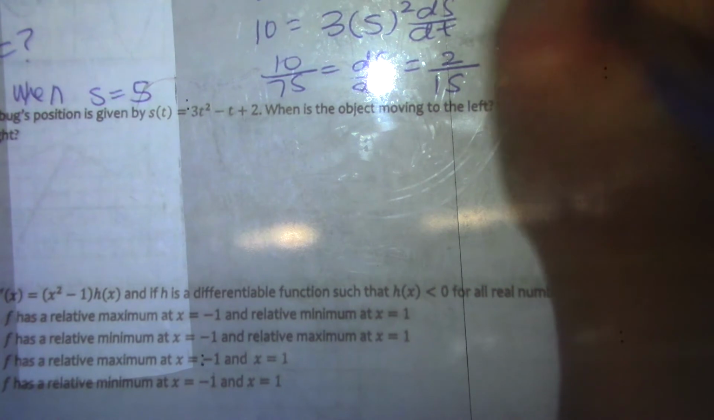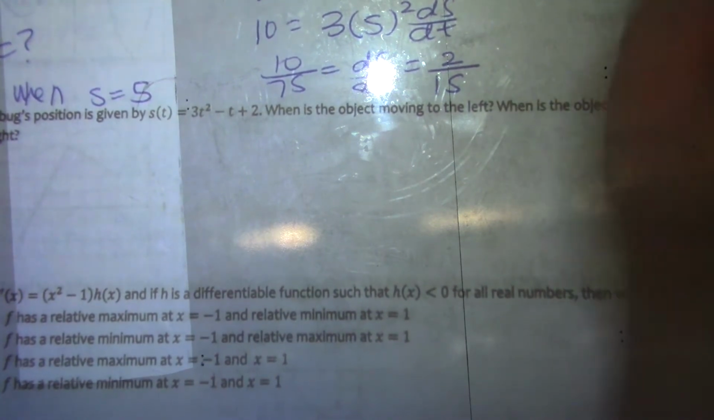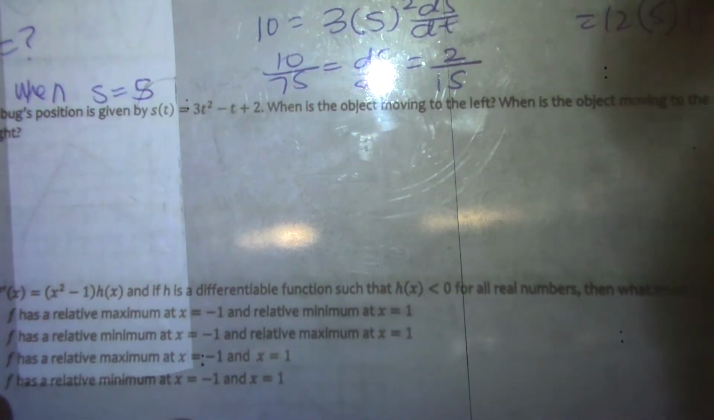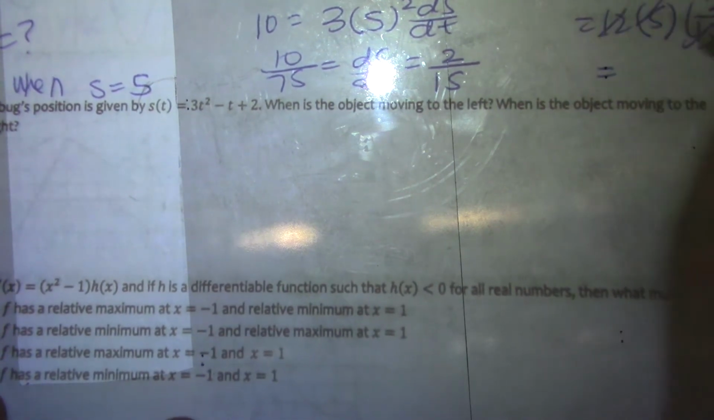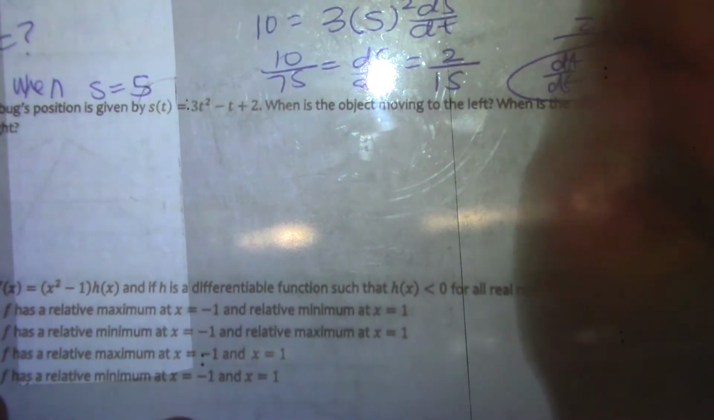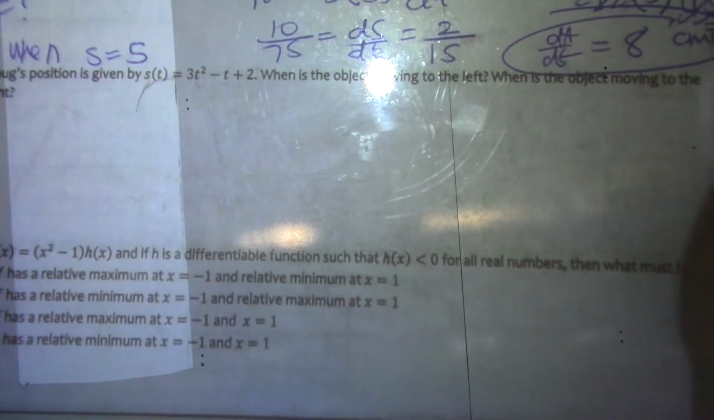So dA/dt equals 12s ds/dt. That's 12 times 5 times ds/dt, which you just said was 2 over 15. That becomes a 4, so this is 8. So dA/dt, the area is increasing at a rate of 8 centimeters squared per minute.